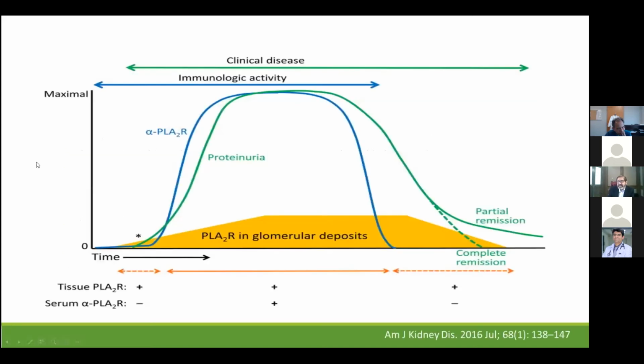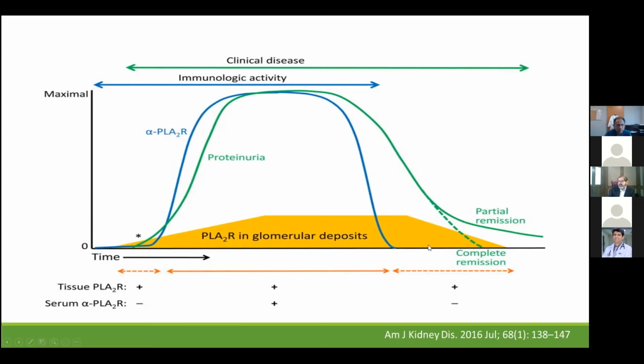So this is the paradigm of this disease as it is emerging. The anti-PLA2R antibody gets positive, then you start seeing proteinuria. And just as the PLA2R antibody comes in before, the immunological activity starting before clinical activity, the immunologic activity actually stops before there is clinical response. So the PLA2R antibody starts going down before you would see meaningful decreases in proteinuria.